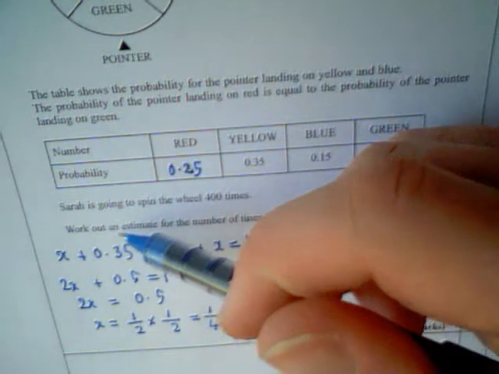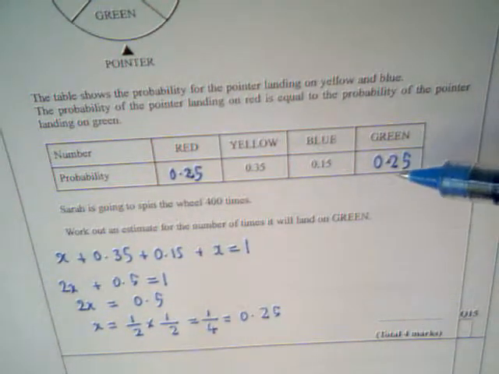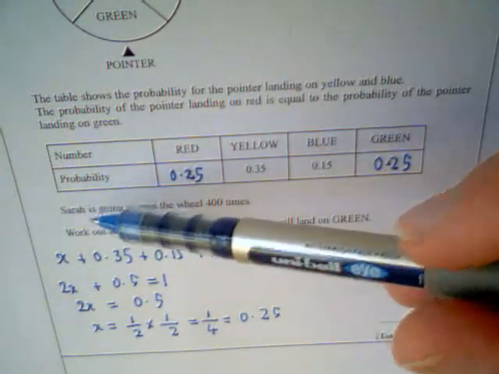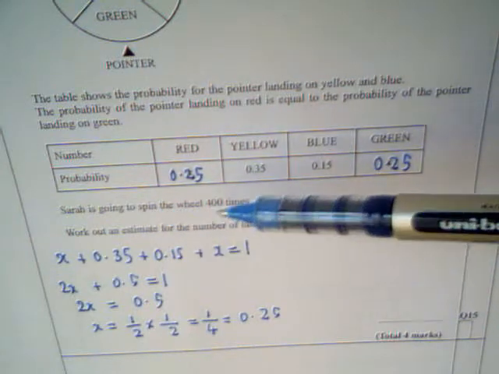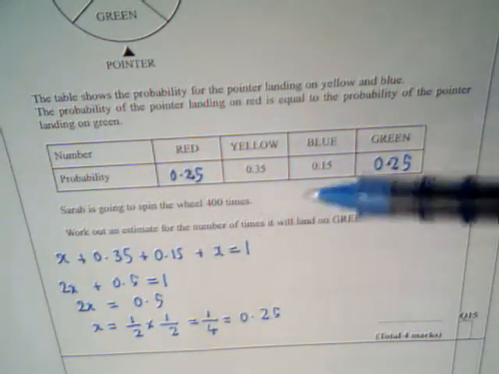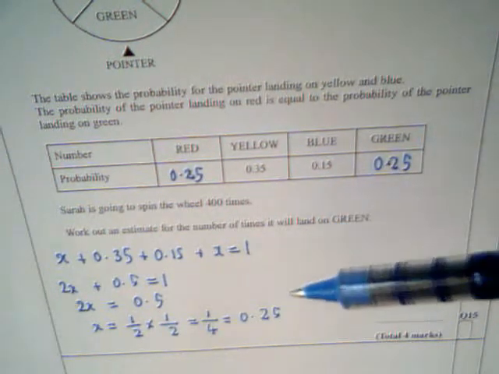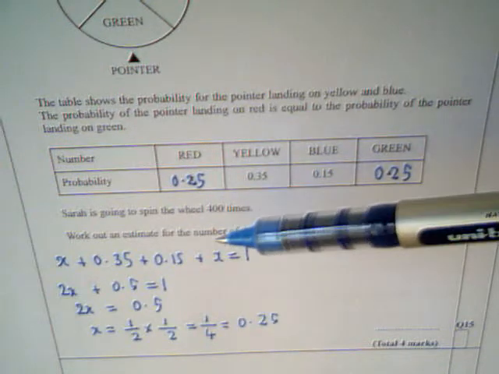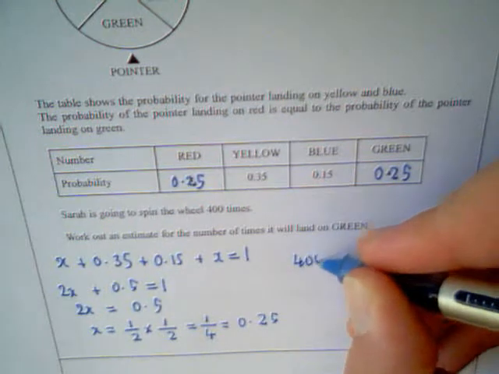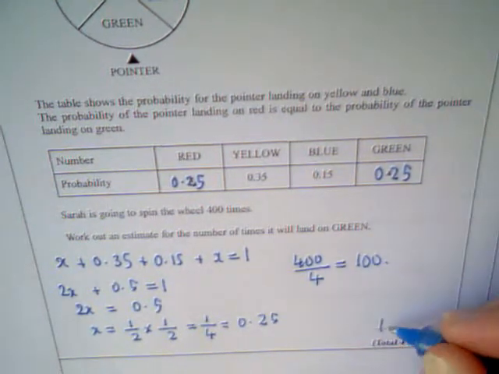Okay, now it says work out an estimate of the number of times it will land on green. What's 0.25? Same as a quarter. So this means that if Sarah's going to spin the wheel 400 times, a quarter of the time, i.e. once every 4 times, it should land on green. So an estimate would be divide this number by 4 or times it by a quarter. So what's 400 divided by 4, or times it by a quarter, is the same as 100. So it's going to be 100 times.